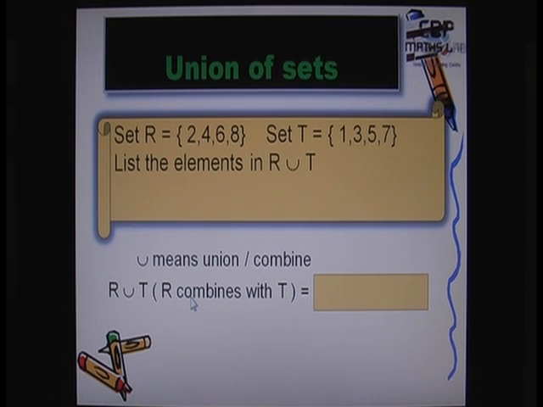And to combine means what? Take out your dictionaries and find the definition for the word combine. What did you see? To add. Yes, exactly. The word combine means to add. So we're going to add the elements that are in R with the elements that are in T. And this is equal to what? Good. So what we have done, we have put them together. So we have 1 which is coming from set T, 2 which is coming from set R, 3 from set T, 4 from set R, 5 from set T, 6 from set R, 7 from set T, and 8 from set R. So what we do, we combine the elements of both sets.